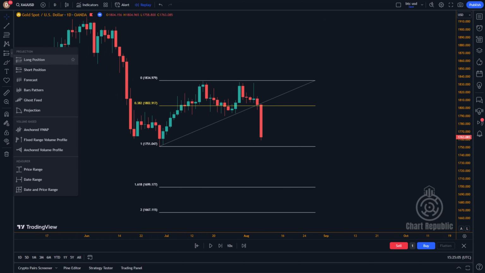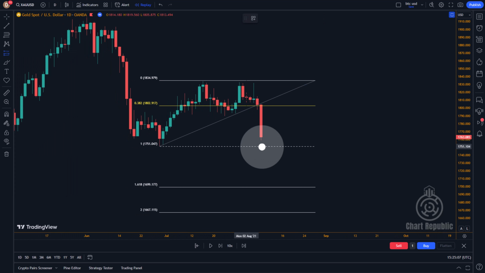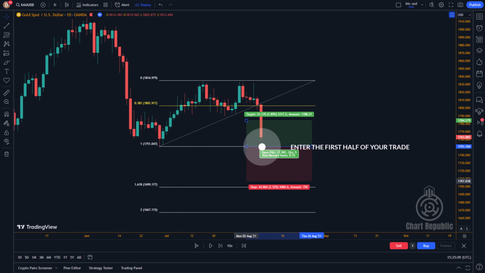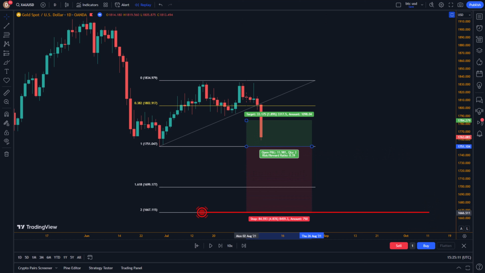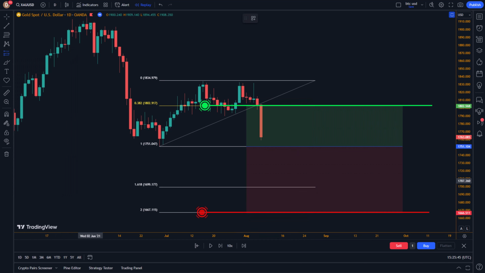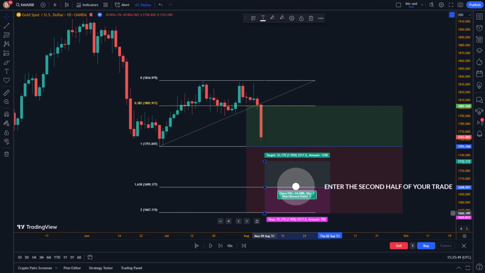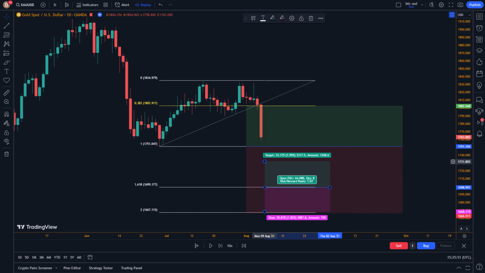Then, as the price drops to its previous bottom, consider entering half of your trade and placing your stop loss at the 2 level. For take profit, aim for the 0.382 level. If the price moves against your trade, consider entering the second half of your trade at the 1.618 level and then setting your stop loss at the 2 level.